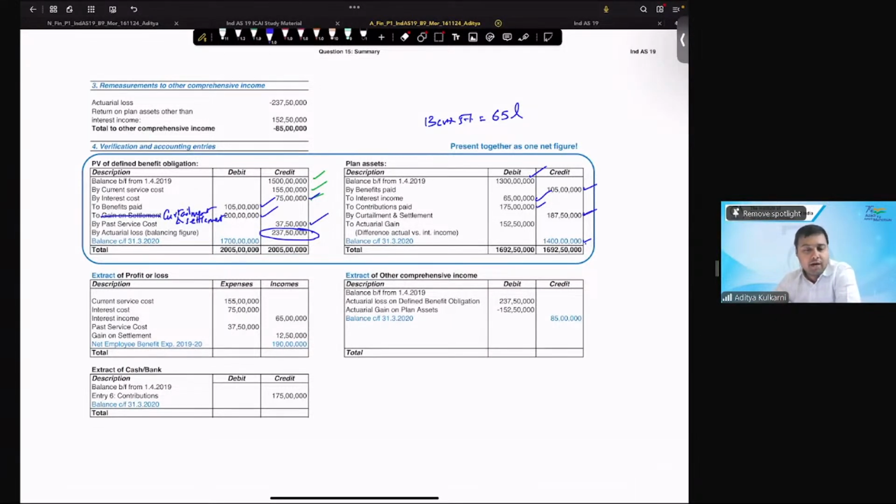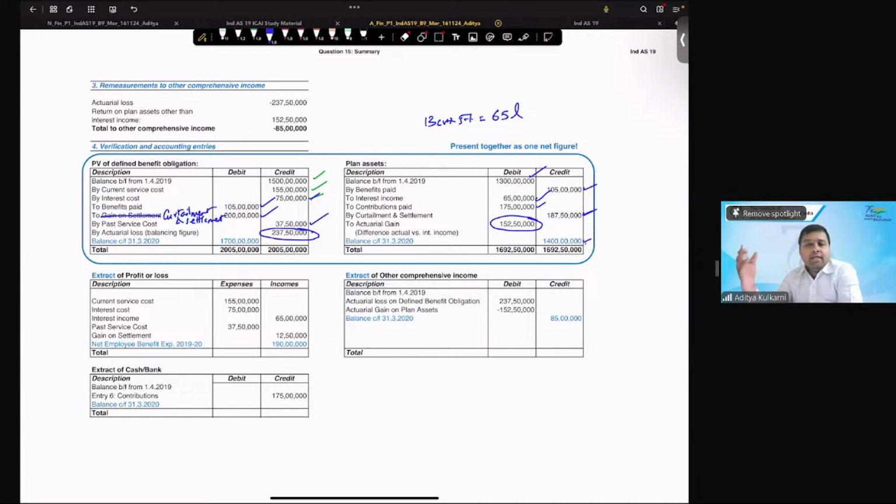So Hemant, hope you understood. Monica, hope you understood. Yes sir. Okay, fine. So my net actuarial gain has come to 1.525 crores. Okay sir, so these are the balance sheet items, because PV of DBO is also a balance sheet item and plan assets also is a balance sheet item.